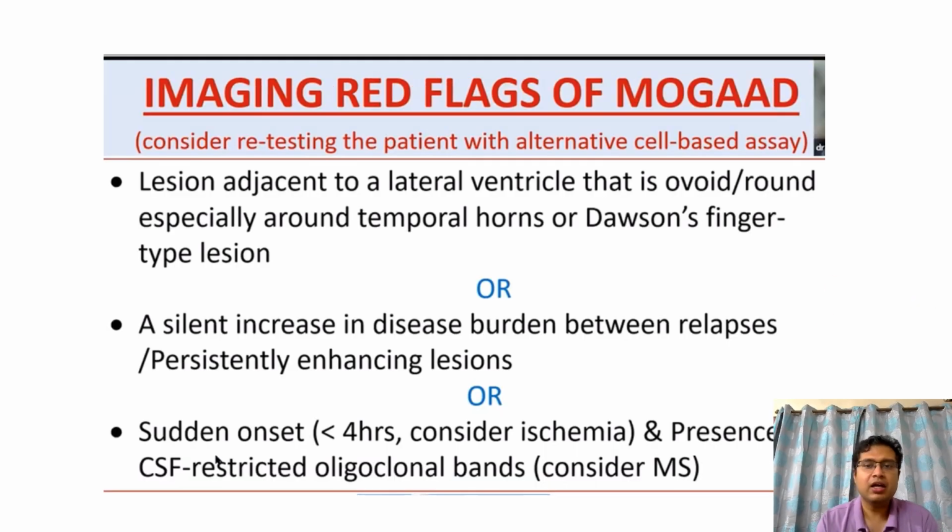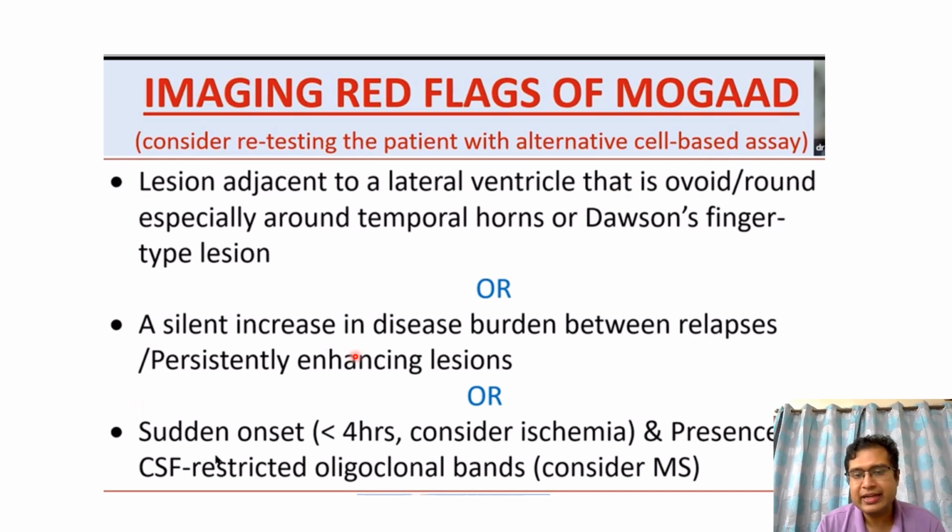Now, some of the imaging red flags for MOGAD, that if these things are present on imaging, we have to consider other diagnoses. These include lesions adjacent to the lateral ventricle, around the temporal horns, or Dawson fingers, because that is not very typical of MOGAD. MOGAD lesions are usually like ADEM. They are in the deep gray matter and also in the brainstem. They are usually not along the ventricles. So this excludes MOGAD as a diagnosis.